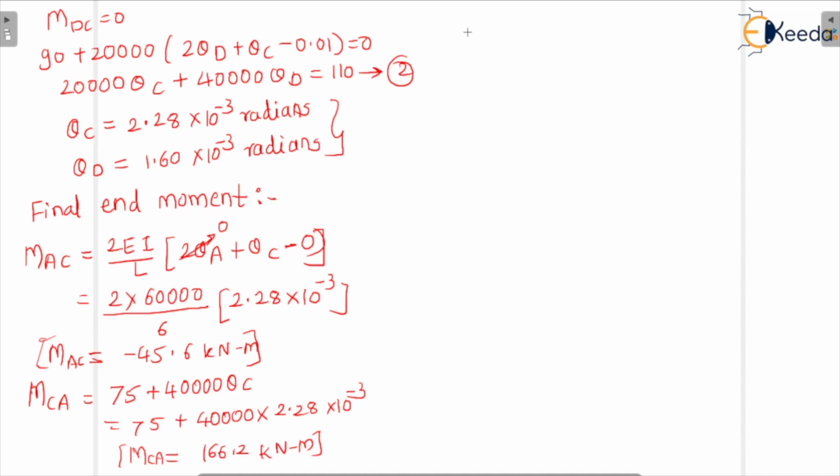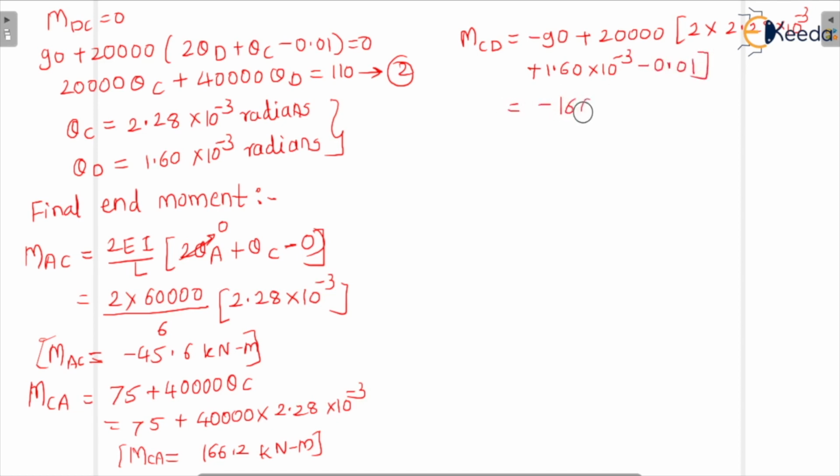Now let us calculate M of CD. In the M of CD equation, we already have minus 90 plus 20,000 into 2 into theta C, that is 2.28 into 10 to the power of minus 3, plus 1.60 into 10 to the power of minus 3, minus 0.01. So our answer is minus 166.8 kilonewton meter.